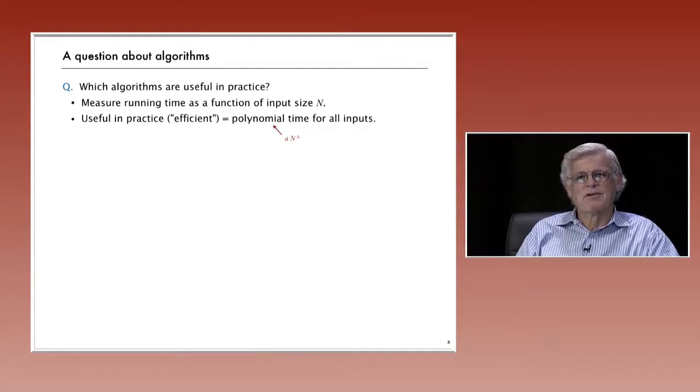And for the purpose of this theory, we don't even care what the exponent is. It could be n to the 100th. Now, you might argue that's not a very useful dividing line, but it is a useful starting point. And as you'll see, even this starting point has told us a great deal about the kinds of algorithms that are useful in practice.